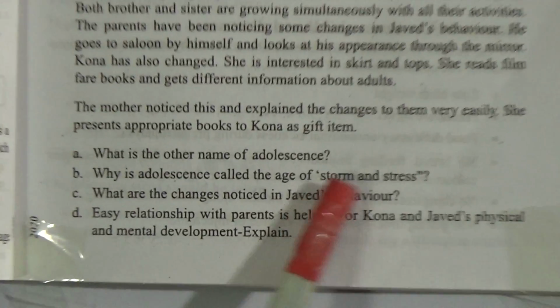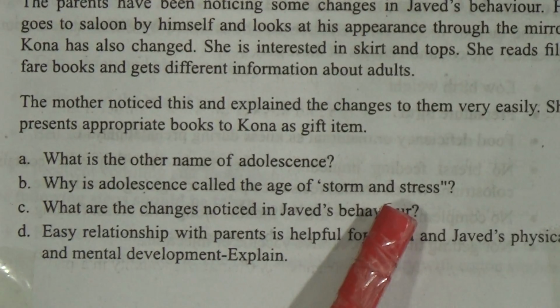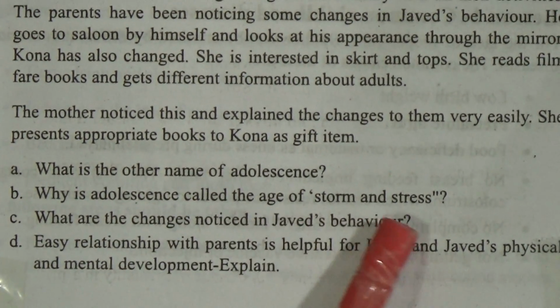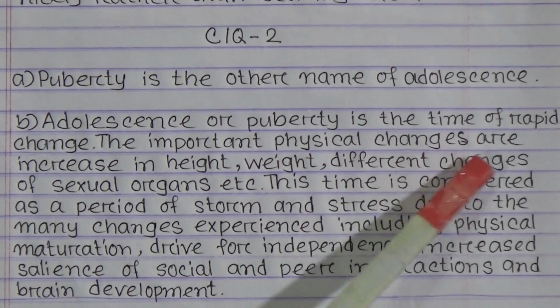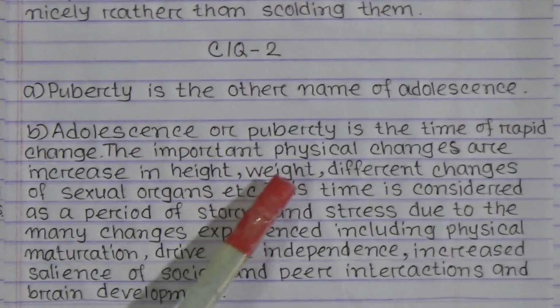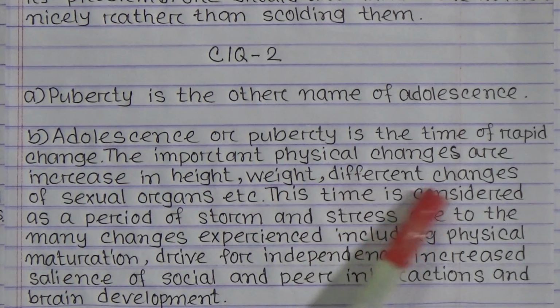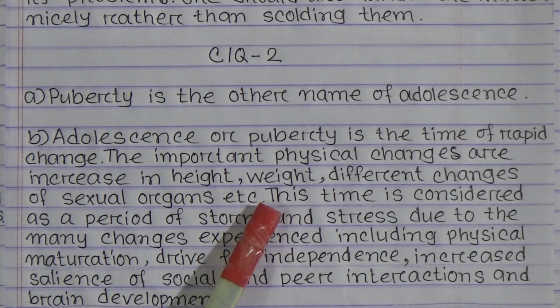Now question number B. Why is adolescence called the age of storm and stress? Our question is, why is adolescence called the age of storm and stress? The answer will be, adolescence or puberty is a time of rapid change. The important physical changes are increase in height, weight, different changes in sexual organs, etc.